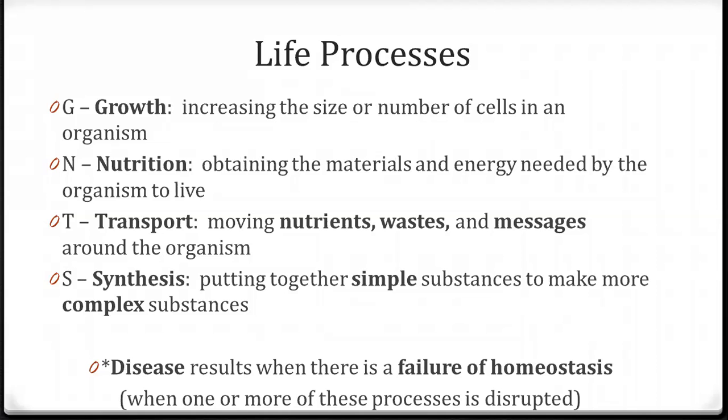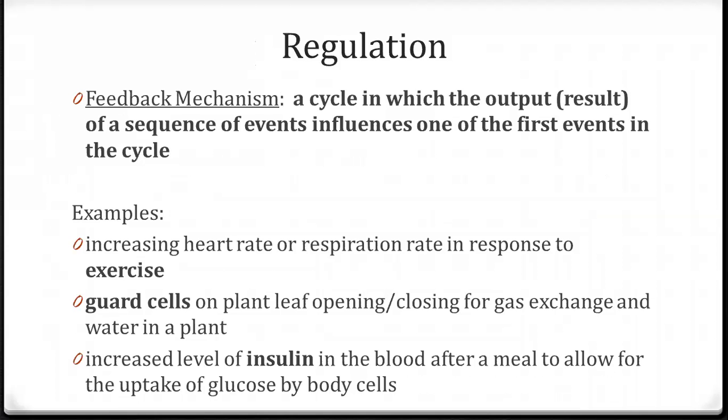Okay, so we're going to focus on regulation during the endocrine section. Regulation requires feedback mechanisms, and these are cycles in which the output or result of a sequence of events influences the first event in the cycle. So for example, when you increase your heart rate or respiration rate in response to exercising. Another one, guard cells on the plant leaf open or close for gas exchange and water in a plant. And then increased level of insulin in blood after a meal will allow for the uptake of glucose by body cells.